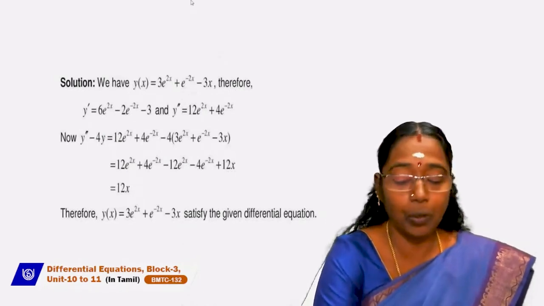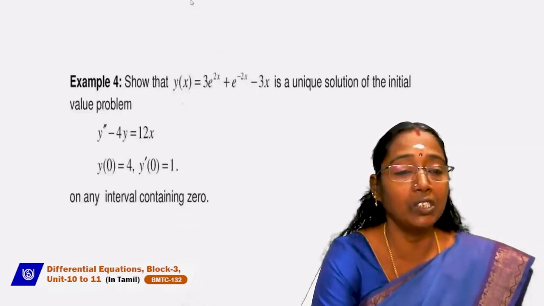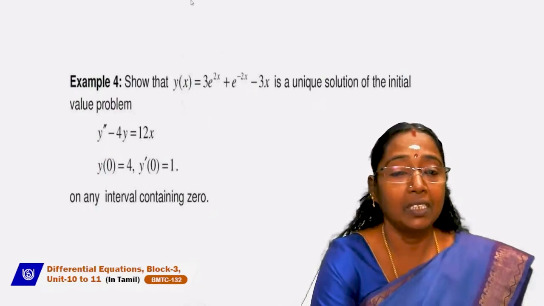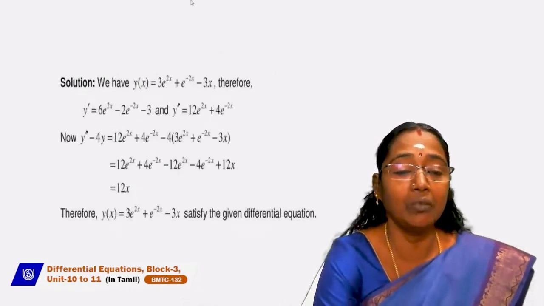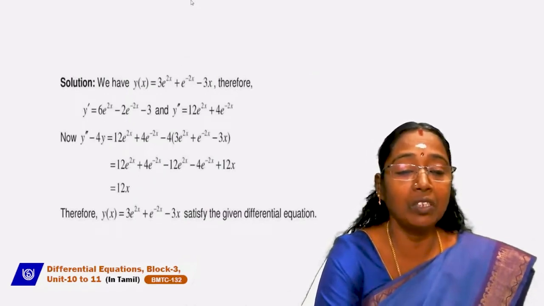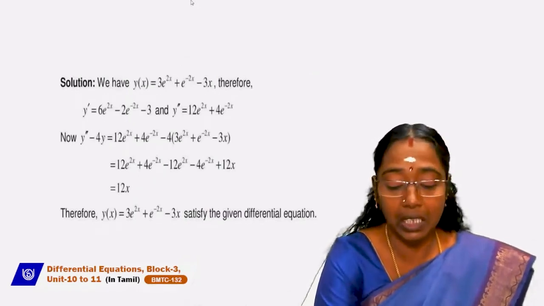Now, the problem itself says that y double dash minus 4y equals 12x. So, we find y double dash minus 4y and arrive at the result 12x. Therefore, y of x satisfies the given differential equation.